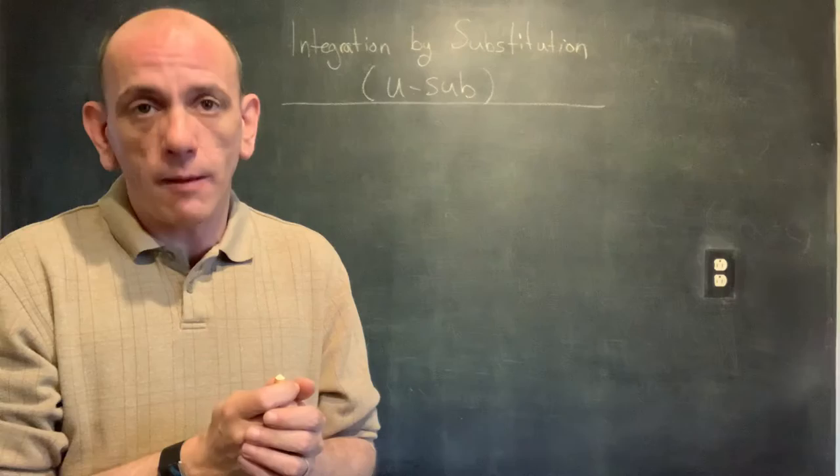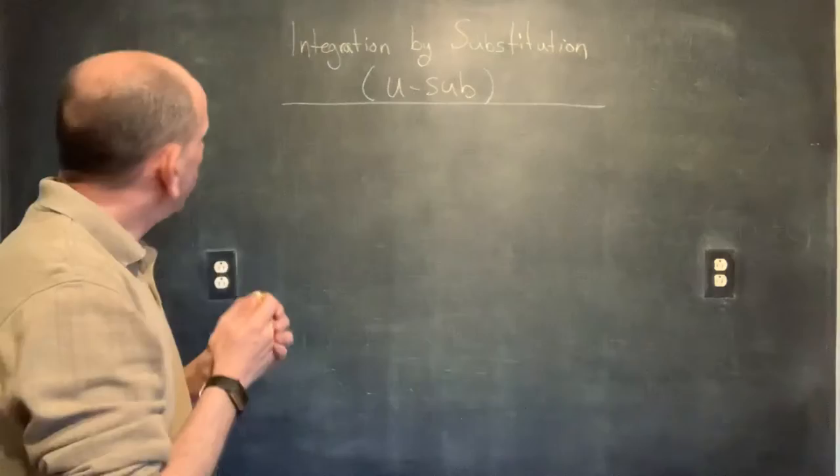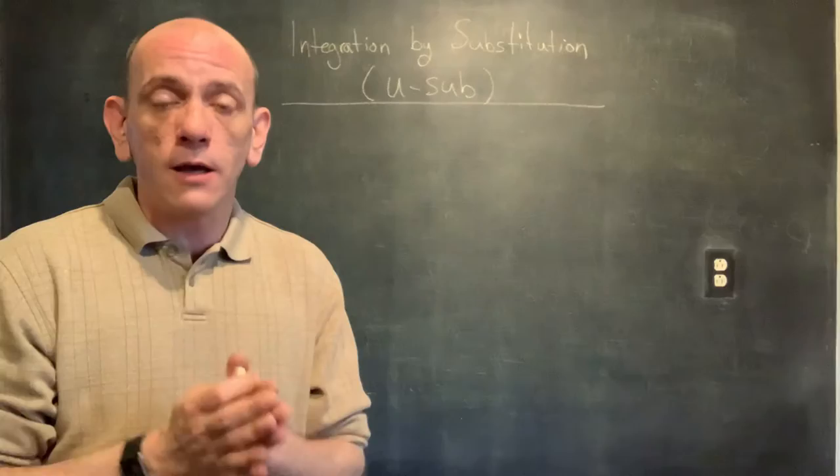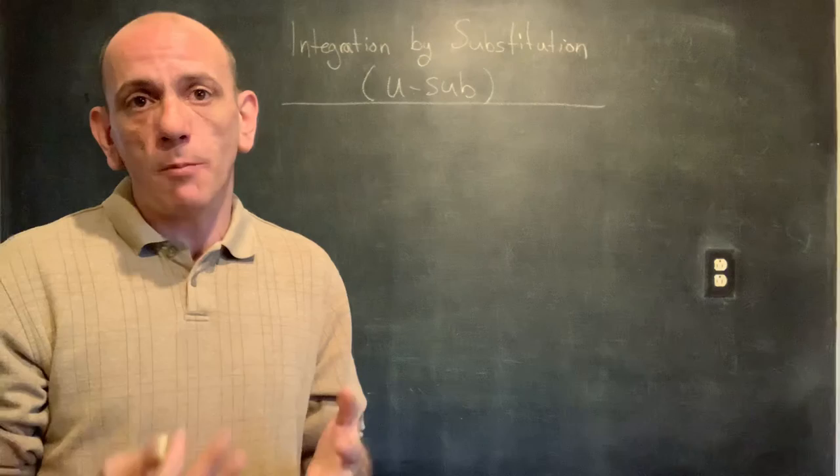Now we want to look at integration by substitution, or u sub. We use this. This is the primary fallback tool. It's the first fallback tool if it's not a basic rule, right?